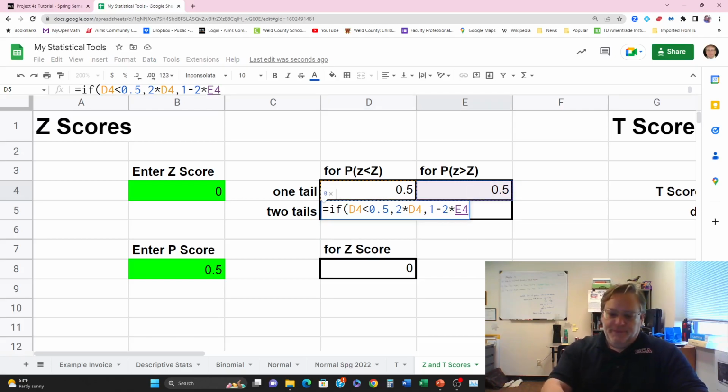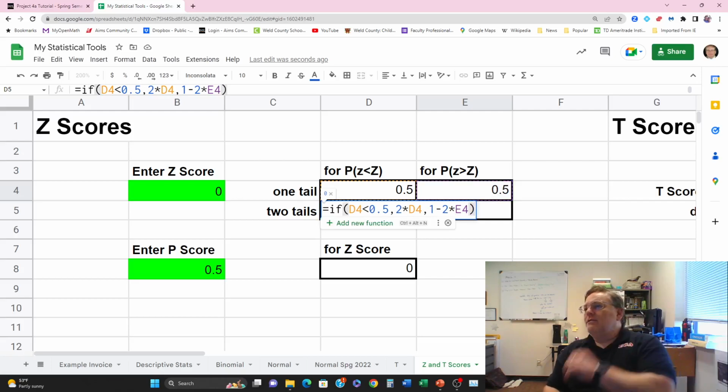E4. Okay, I realize that looks a little weird here, but I'll leave that up for a little bit so you can see that. So if this one is less than 0.5, then double it. And if not, then go with this formula here. So doubling of this subtracted from 1. So 1 minus 2 times E4.